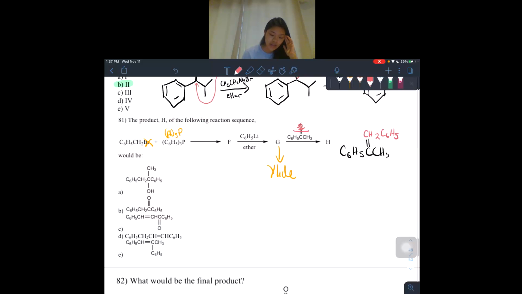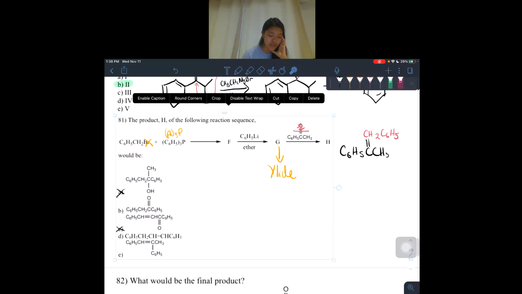So we could go ahead and look at our answer choices. We know that A isn't right because there's no double bonds. B could be right. C doesn't make sense because we have two double bonds. Why would we have two double bonds? D could also be right, and E could also be right. So we need to look at these guys carefully. Now we're stuck between B, D, and E.